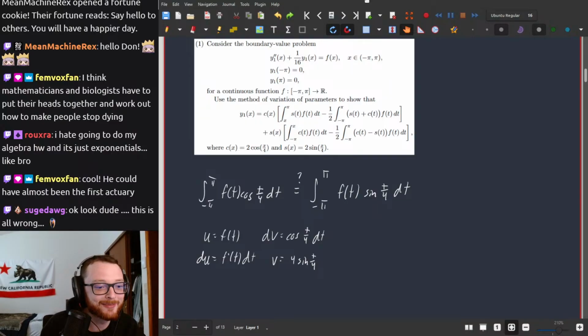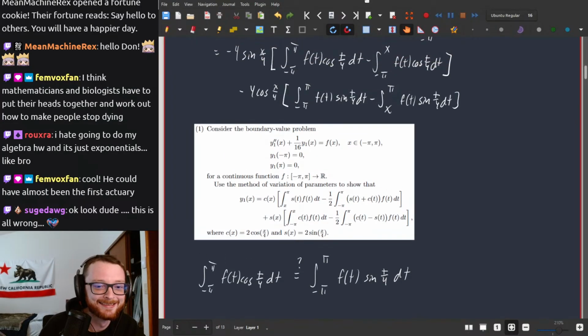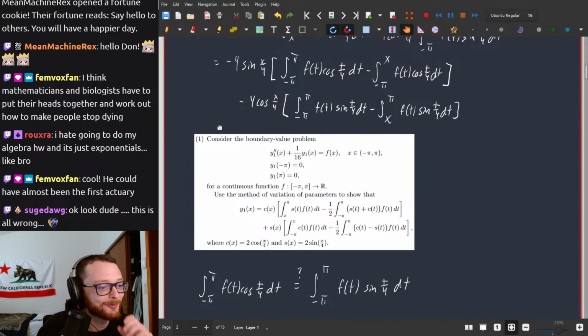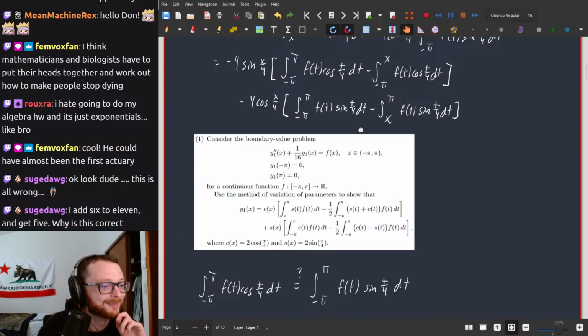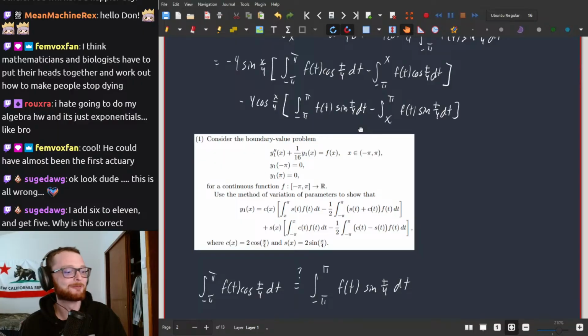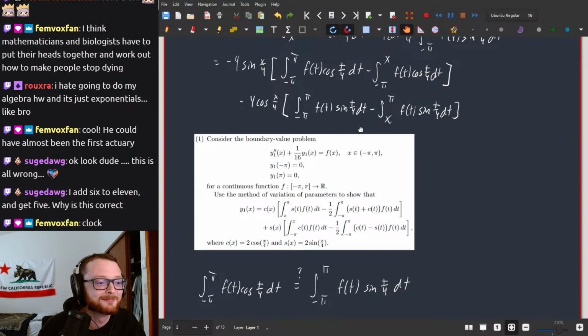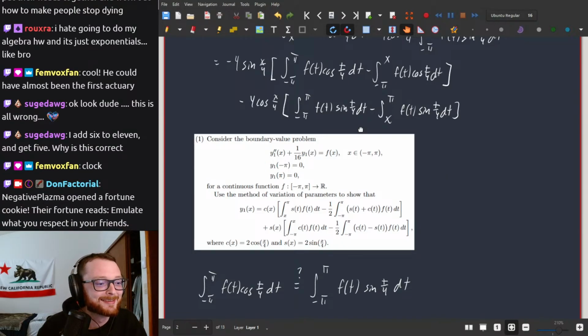Hey, Shug, you're actually right. This is wrong. You called it. Hope you're doing well. That's a cool heart emote. You add 6 to 11 and get 5. Why is this correct? Because you're just always right, Shug. That's all the justification needed. Oh, if you're doing clock math. That's clever. I thought Shug was just beating me. I didn't realize it's an actual riddle.